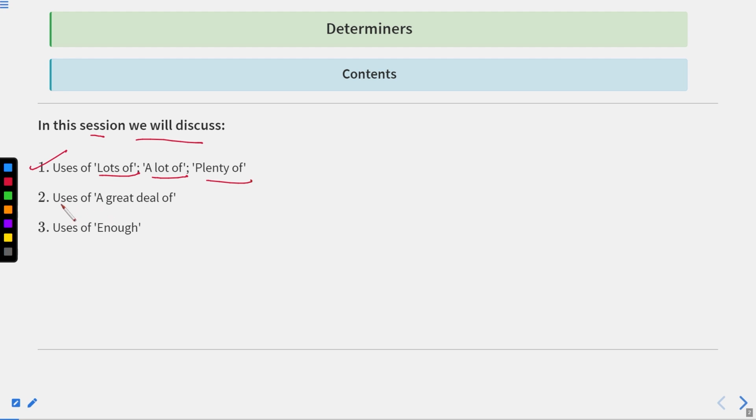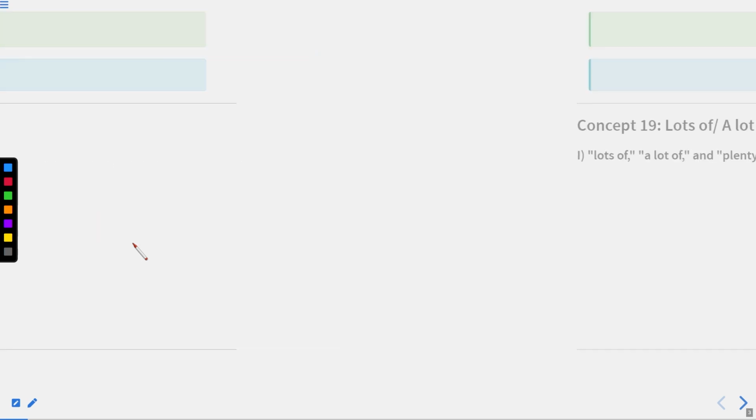After that, we'll discuss the use of a great deal of. This is again a determiner which we are going to discuss in this session. And the most important is the uses of enough. Enough is really a very important determiner and it is widely used. So we are going to discuss this word enough as well. So let's begin this session.